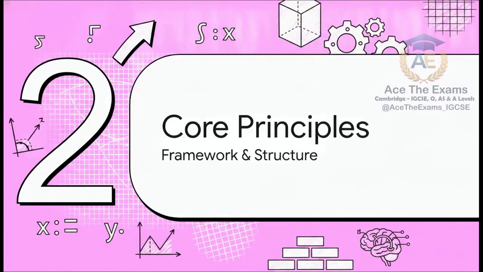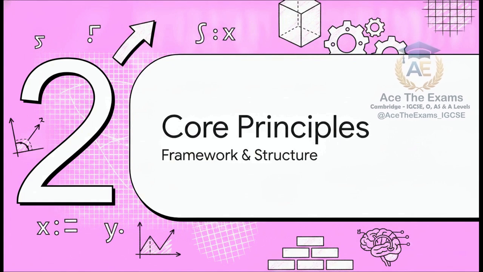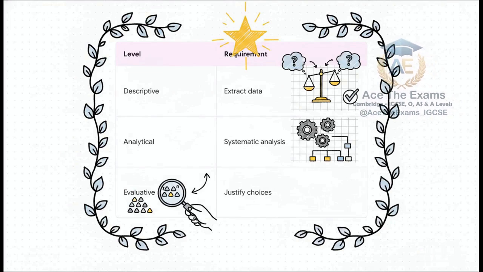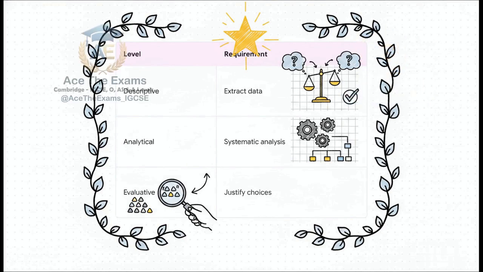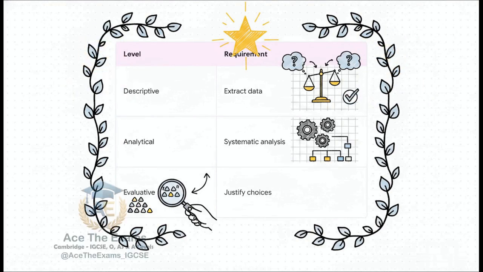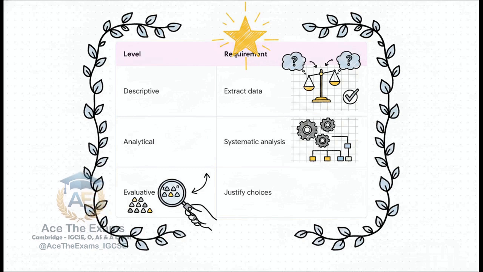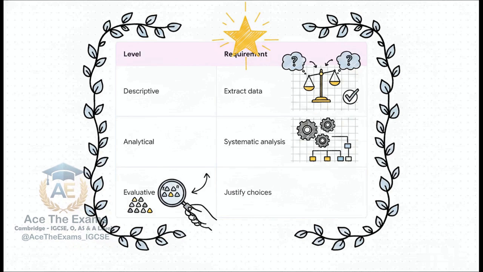Moving right along to Section 2, Core Principles and Framework, this is where we learn to improvise within that structure. So the 9709 syllabus has this strict hierarchy of reasoning that you need to be aware of. At the foundational level, you have descriptive reasoning. That's basically just extracting data from the prompt. Moving up a tier, the analytical level requires systematic analysis using very clear notation. And then the gold standard is the evaluative level. This is exactly where examiners expect you to evaluate alternative approaches, compare them, and explicitly justify your recommendations.